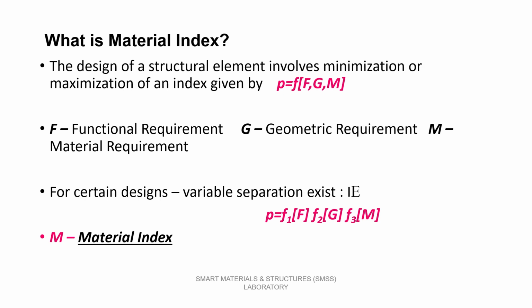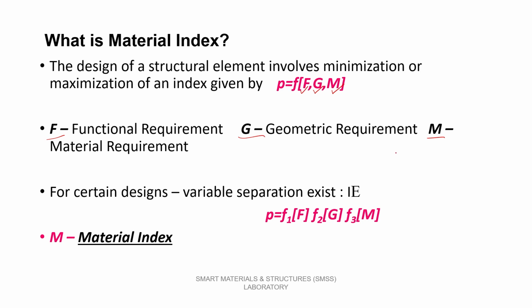Well, the performance of a system, I told you earlier, will be given in terms of function, in terms of geometry, and in terms of the material. So, you have a functional requirement part, a geometric part, and the material part. And in most cases, generally the variable separation exists, so you can separate each one of them. Where does it not exist?